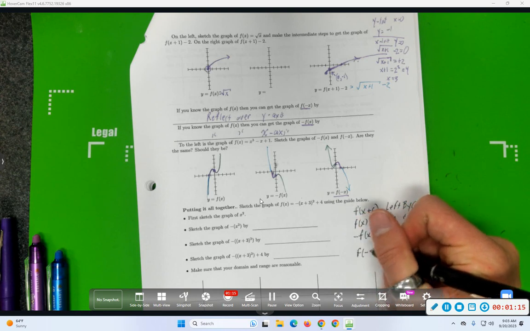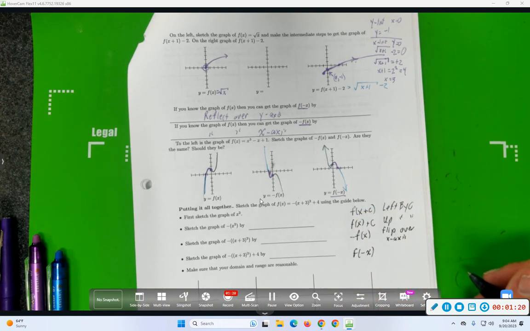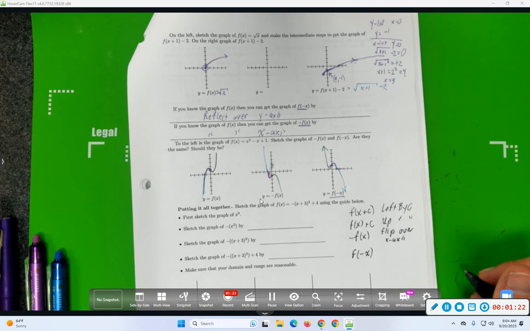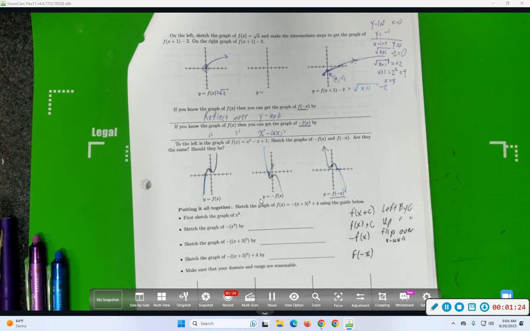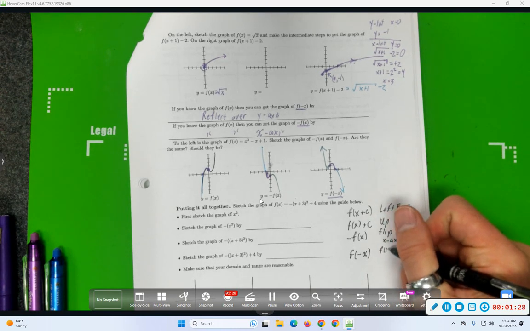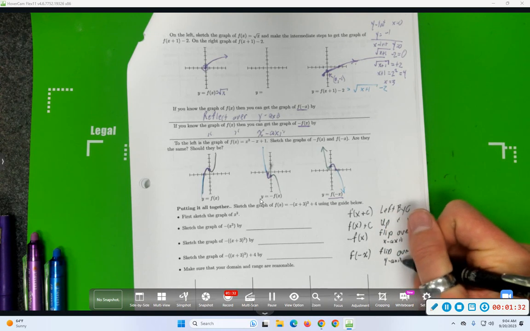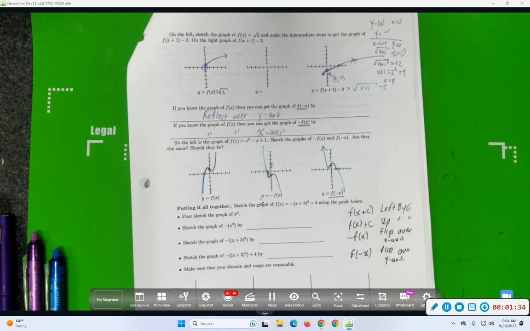What about f of negative x? I'll do the other flip, right? Instead, yeah. Cool. And once we have all these things, we can put them all together. So let's try to do that.